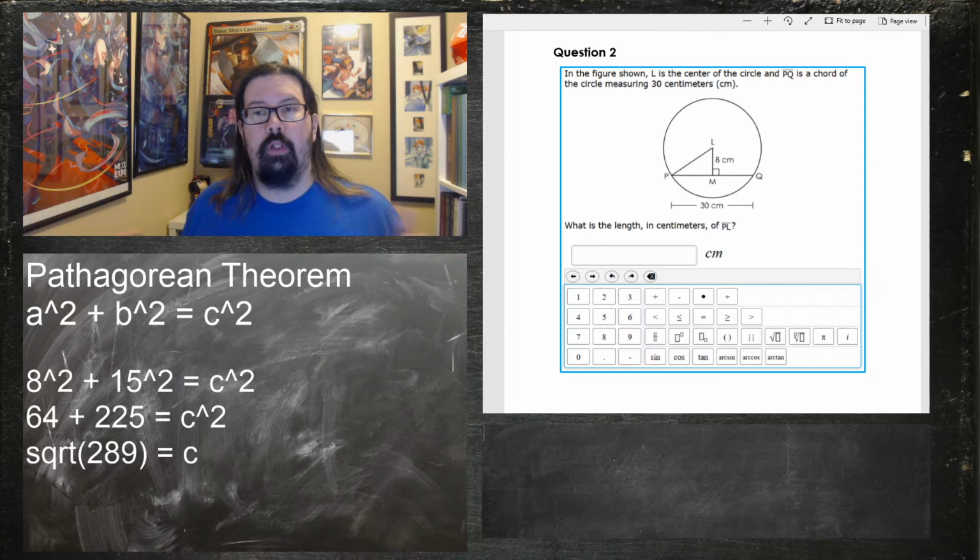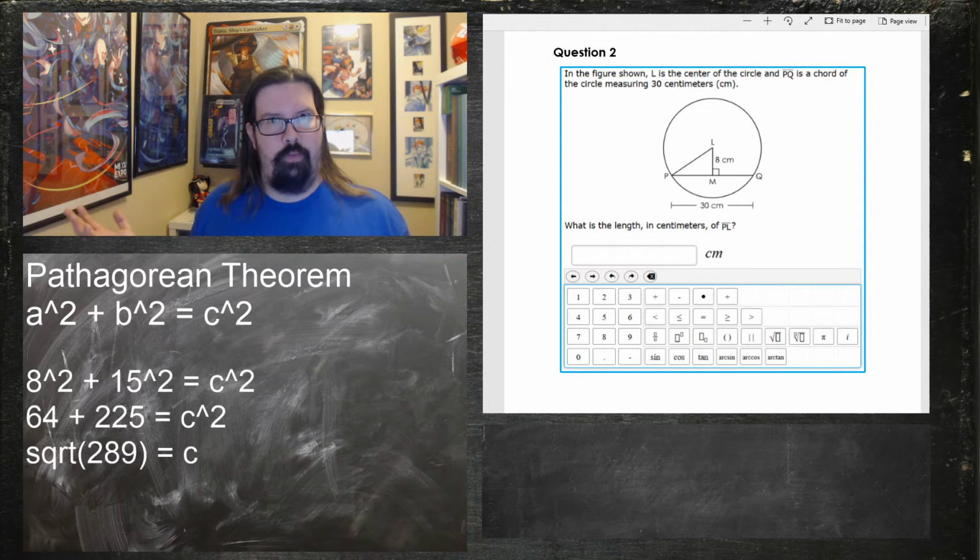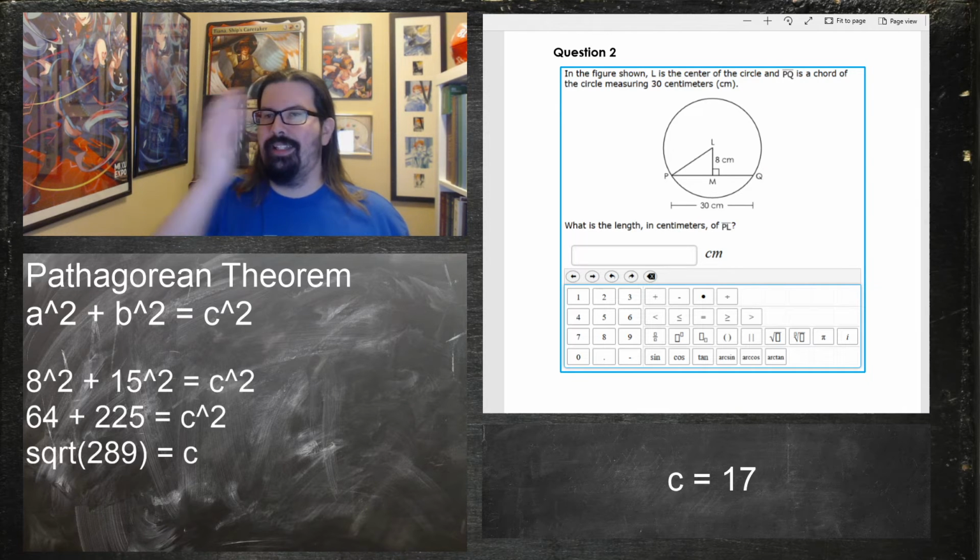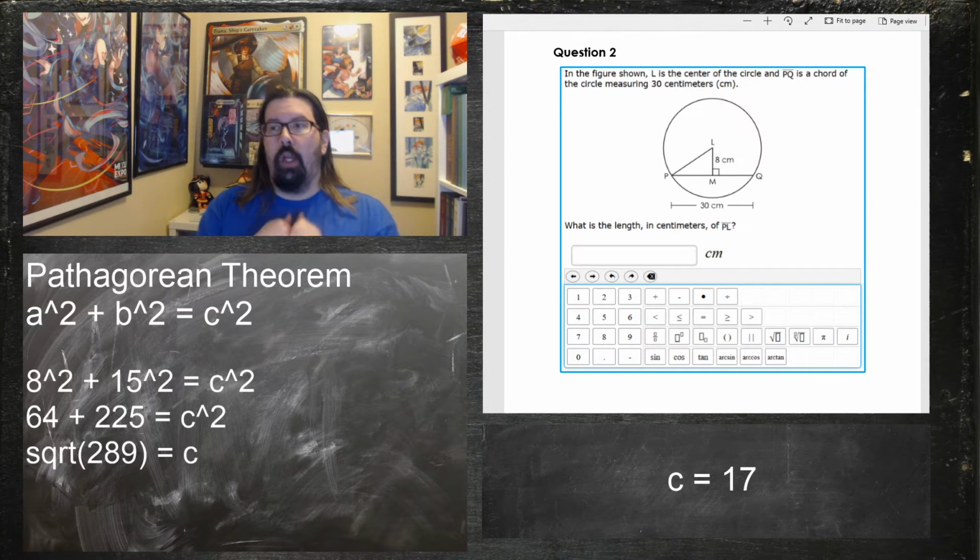So we have h squared, which is one of the sides, plus 15, half of 30, will equal c squared. So 8 squared is 64, 15 squared is 225. If you own a calculator, you should use it. And then that equals c squared. 64 plus 225 is 289, and the square root of that is 17. So your answer for the length of PL will be 17.